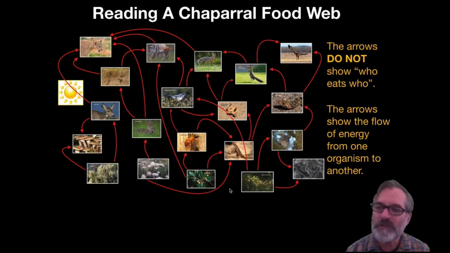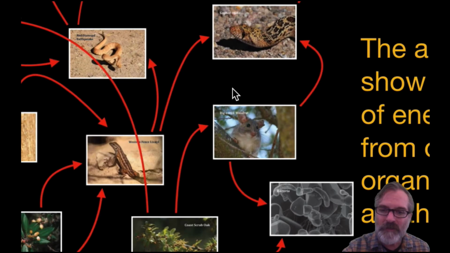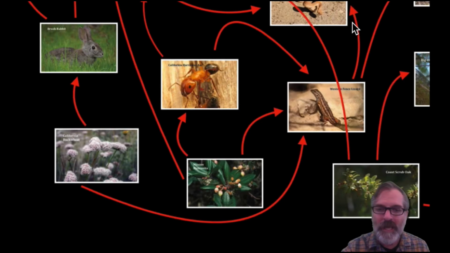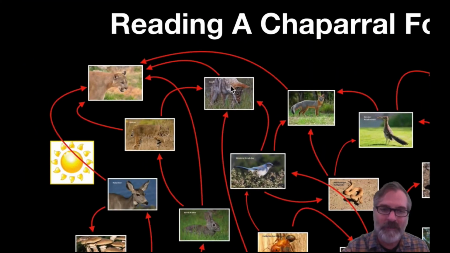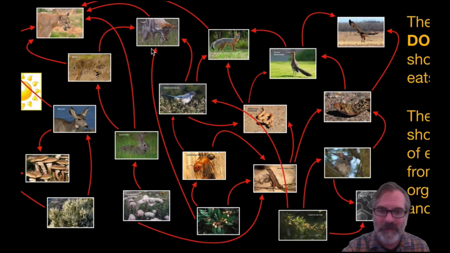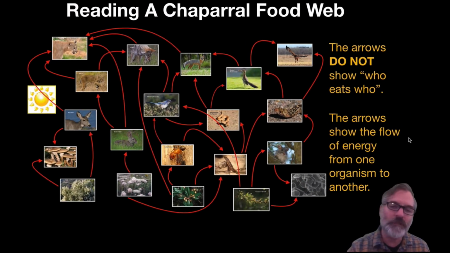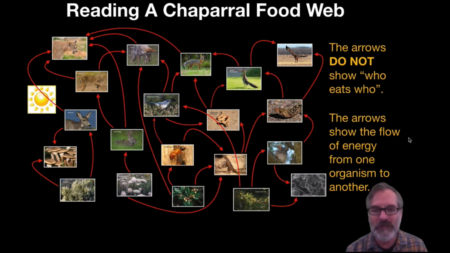The arrows don't show who eats who. So for instance, if you look right here, this little big-eared wood rat is not going to pounce on this gopher snake and eat this gopher snake. Or over here, you're not going to have, let's say, this Mission manzanita chase down this coyote and attack it and eat it. So this is not eating this. What's happening is the arrows are showing the flow of energy from one organism to the other.